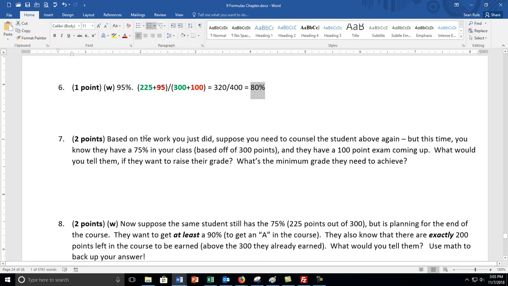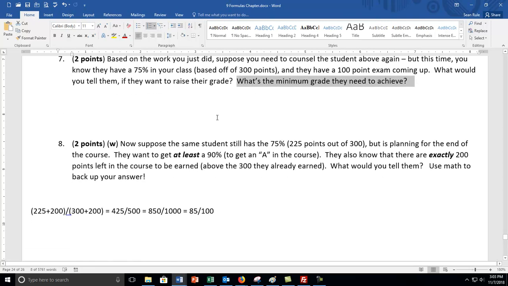Okay. Based on the work you just did, suppose you need to counsel the student. The minimum they need to achieve, based on what you just did, is that they have to do better than 75 on their exam to get their average to go up. Not to promise how much it's going to go up, but it needs to go up to be above 75%. Otherwise, the average either stays the same or drops below 75. So there's your counseling.